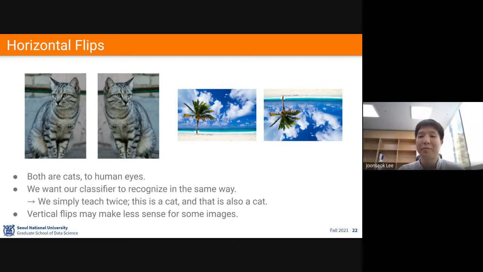Horizontal flips make more sense because of gravity. Vertical flips sometimes make sense, sometimes not. Like this figure completely makes sense in our human sense, but this image maybe not. This is a beach, and it's still a beach, but it's not real. So vertical flips sometimes make sense for some images, but not always.